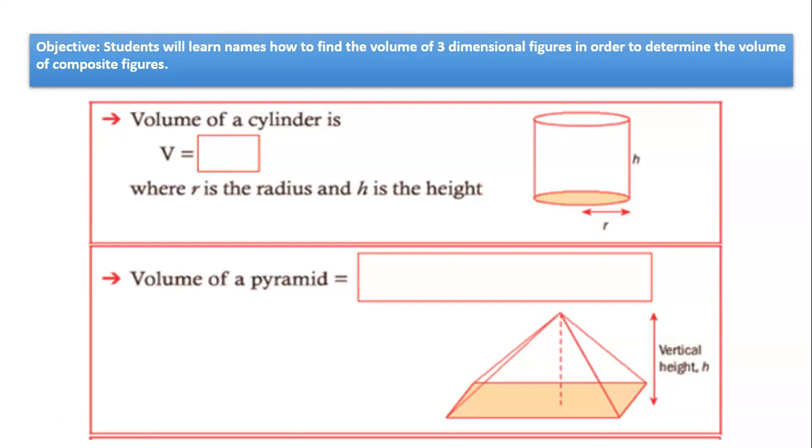All right, let's write down some of these formulas. So the volume of a cylinder is pi r squared h, where r is the radius and h is the height. The volume of a pyramid is 1/3 times the base area times the height.